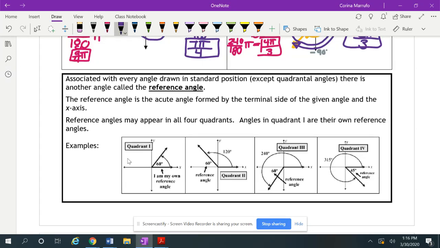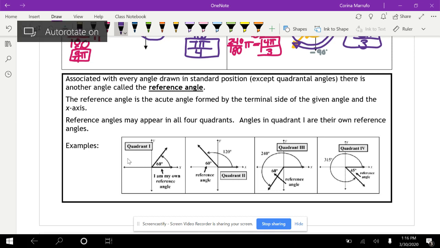Right, so today we are going to be covering the second part of our notes, which is reference angles. So associated with every angle drawn in standard position except quadrantal angles, there is another angle called the reference angle. The reference angle is acute, so that part is important. It has to be acute. It's formed by the terminal side of the given angle and the x-axis.